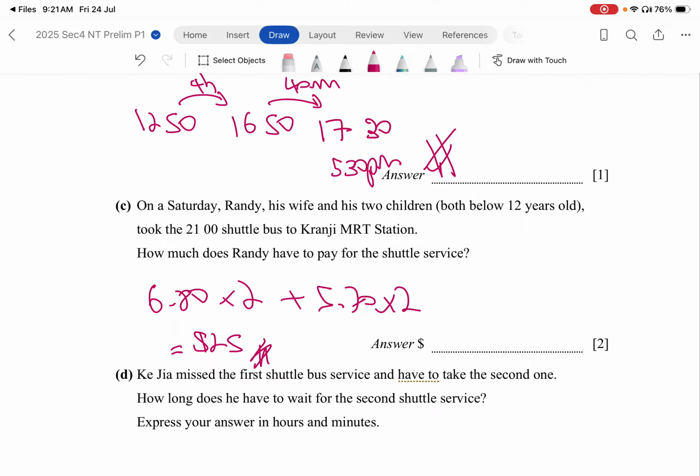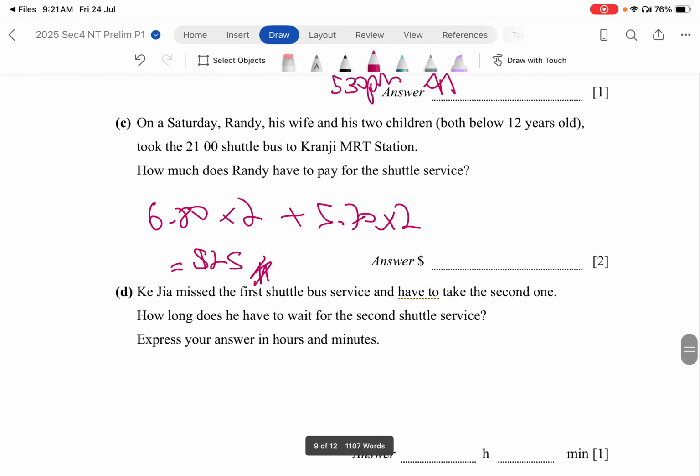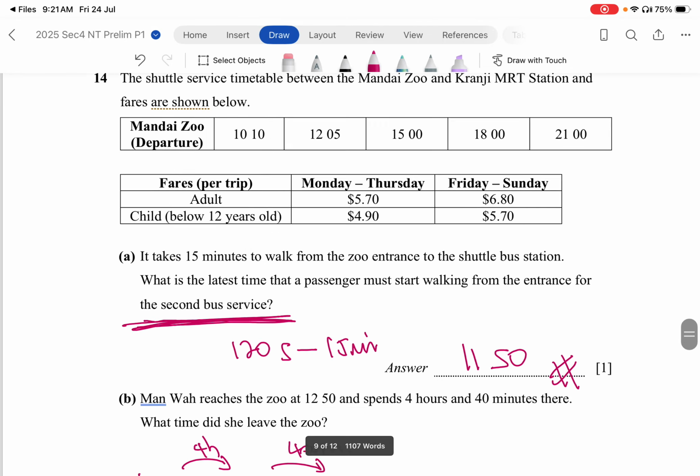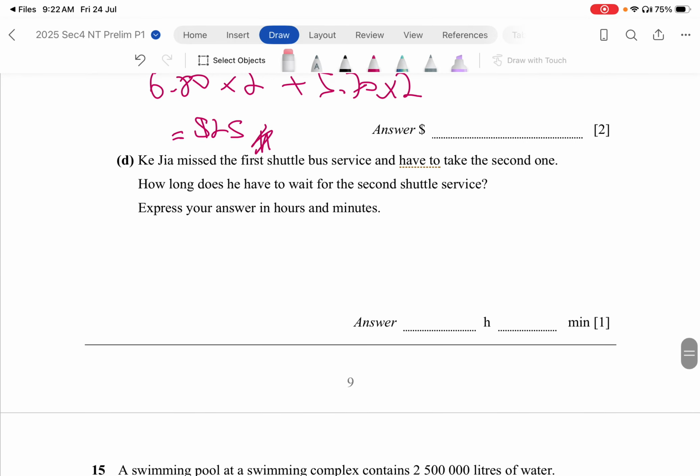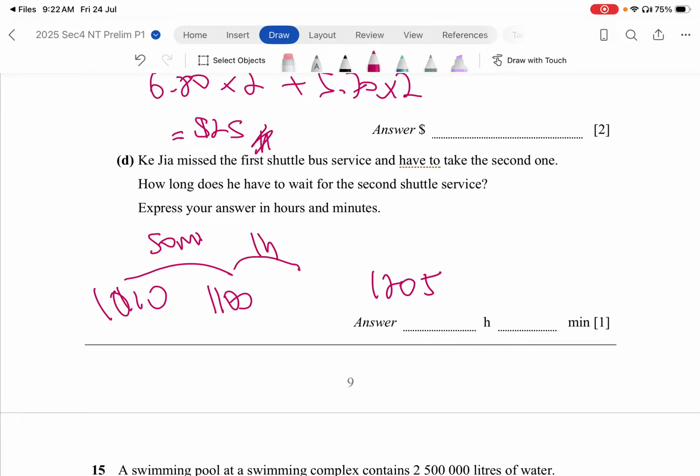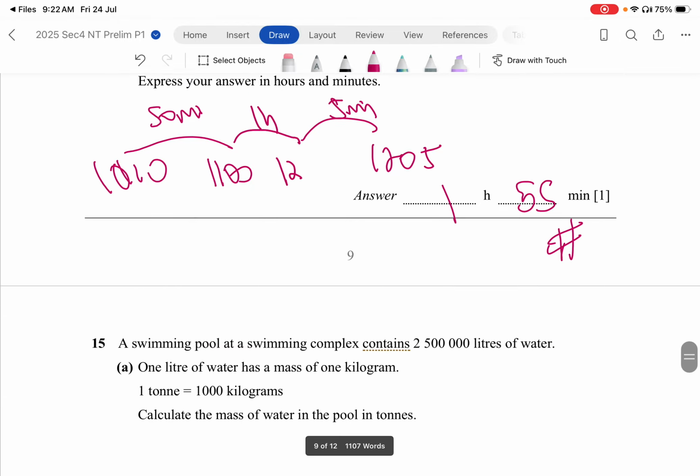The first shuttle bus is at 10:10. How long does she have to wait for the second shuttle service? It's hours and minutes. 12:05 and 10:10. From 10:10 to 12:05, waiting 50 minutes you get 11:00. 1 hour is 12:00, then 5 minutes. So you get 1 hour and 55 minutes waiting time for the second shuttle bus. Okay, for this. The next one.